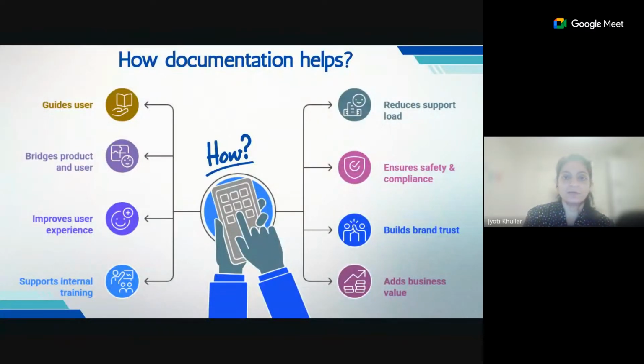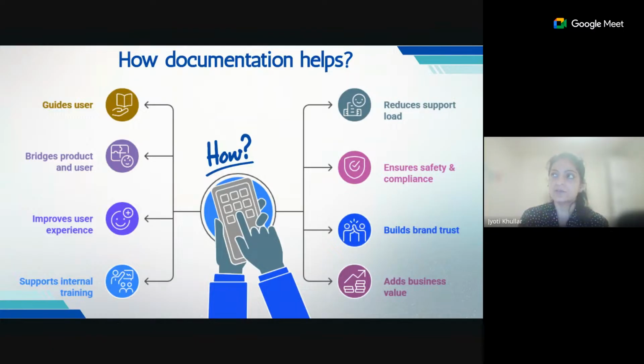Okay. Now, how documentation helps? क्या क्या कर रही है documentation? It's guiding the user. It's bridging the product and the user. It's bridging the developer, whosoever is the creator of the product, and the user. It is a bridge between them. It improves the user experience.